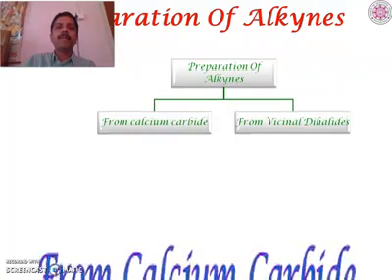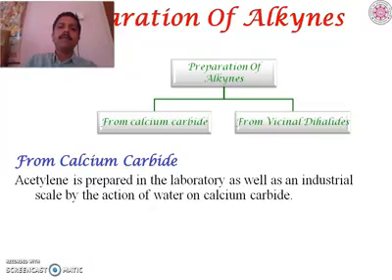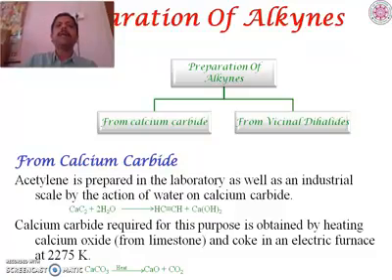Coming to the preparation of alkynes, there are two general methods by which alkynes can be prepared. One is of course the industrial method, from calcium carbide, and another one is synthetic, that is from vicinal dihalides. So first of all, let us see how alkynes can be prepared from calcium carbide.